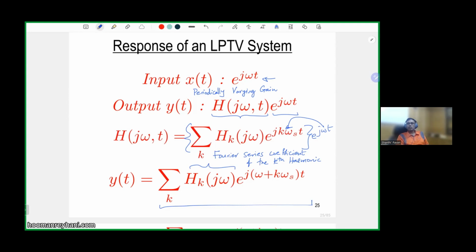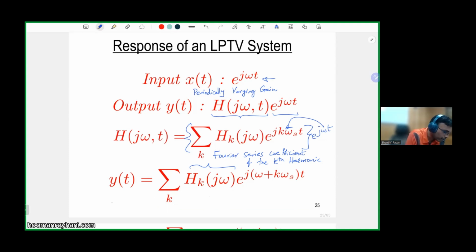Is there any limit to omega with respect to omega s? Nothing. There's no limit. This is true for any arbitrary omega, as long as the system is periodically linear. There's basically no constraint. Omega s is what the system is varying at. You have no control over it, but omega can be arbitrary. All right.